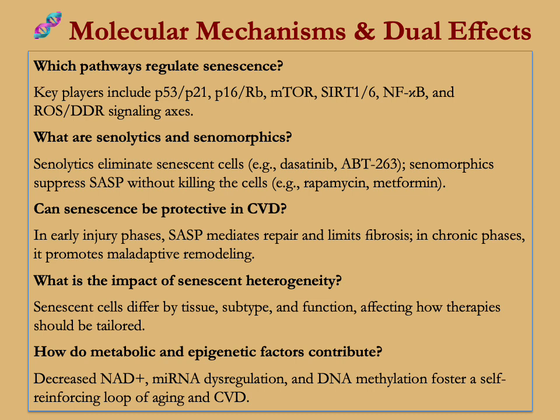What are senolytics and senomorphics? Senolytics eliminate senescent cells, example dasatinib, ABT-263. Senomorphics suppress SASP without killing the cells, example rapamycin and metformin.